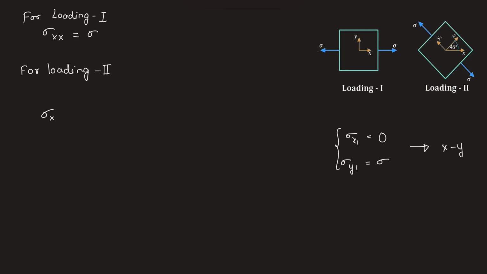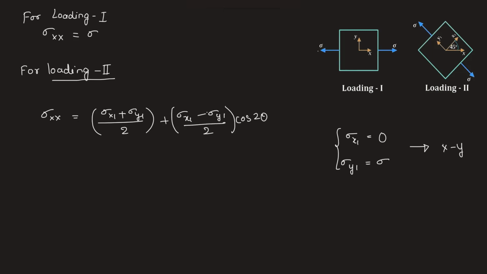So sigma xx only for the loading 2 case will be (sigma x1 plus sigma y1) by 2 plus (sigma x1 minus sigma y1) by 2 into cos 2 theta plus tau xy sin 2 theta. For the loading 2, we know that tau xy is 0. There is no shear stress as well. Only stress acting is in y1 direction, which is sigma. So let's substitute that and find out sigma xx for loading 2 case. So here we have sigma by 2 plus, this will be minus sigma by 2 into cos 2 times theta.